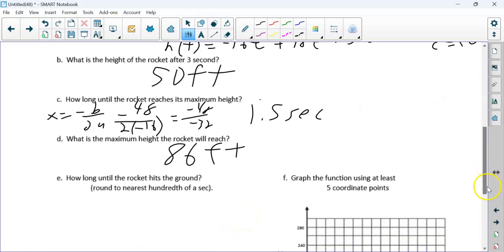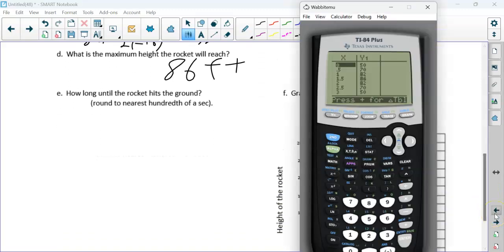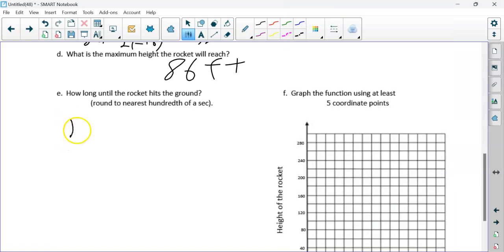How long until it hits the ground? Well, approximately, you can look at this and see at 3 seconds it's back at 50, and then 22, and there you go. Somewhere between 3.5 and 4 seconds.